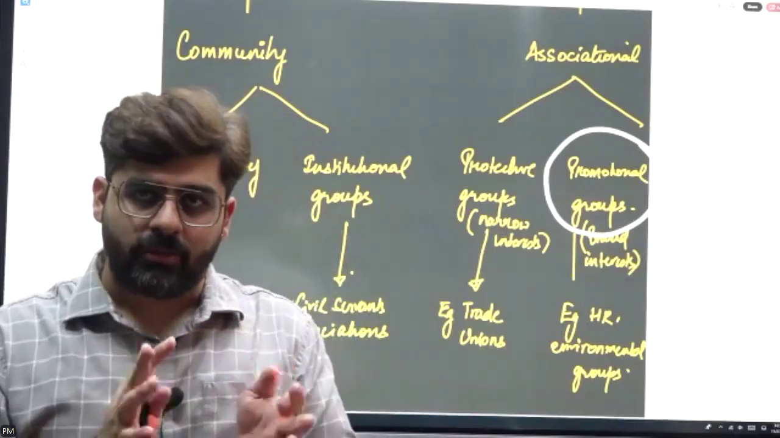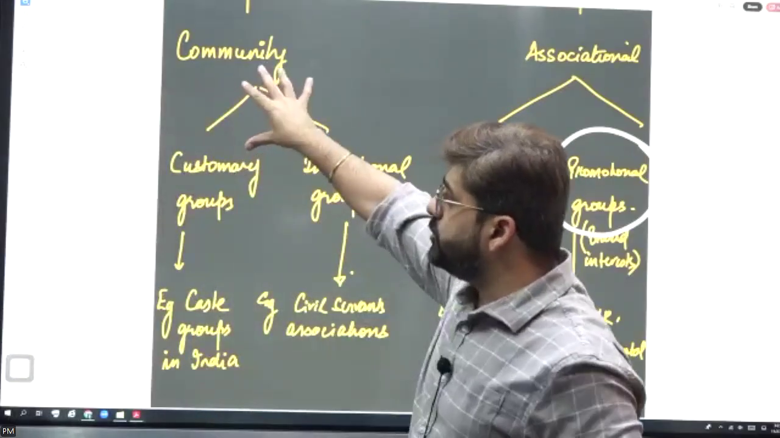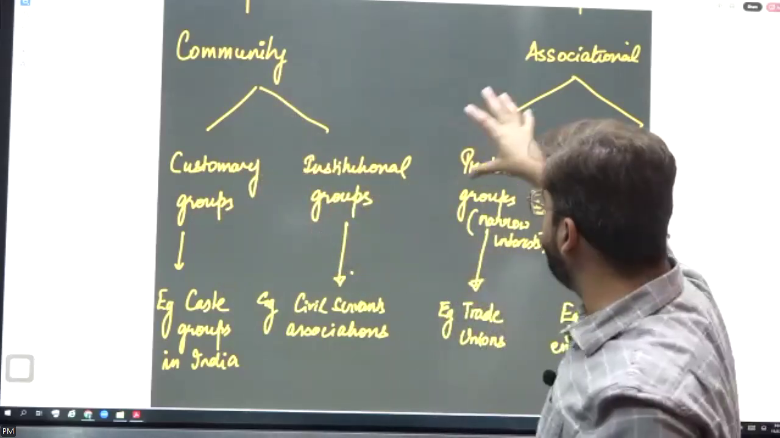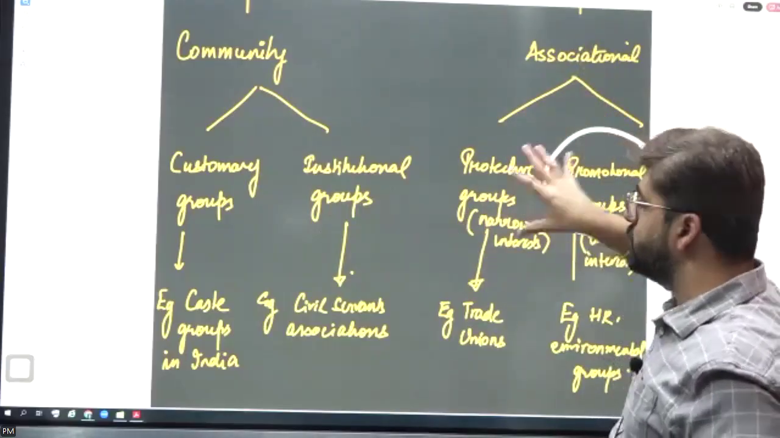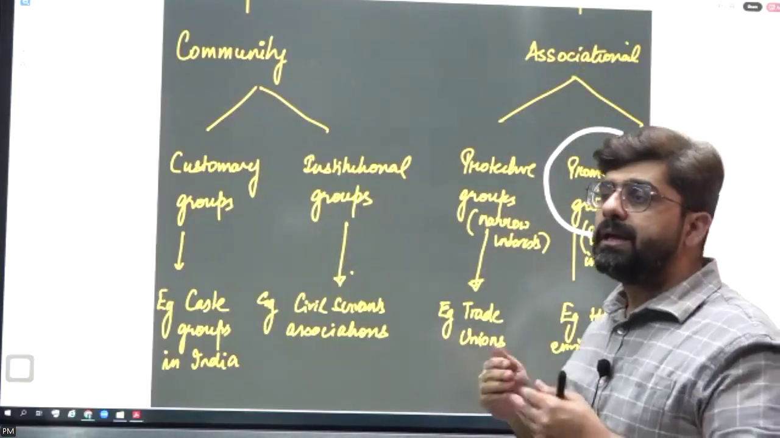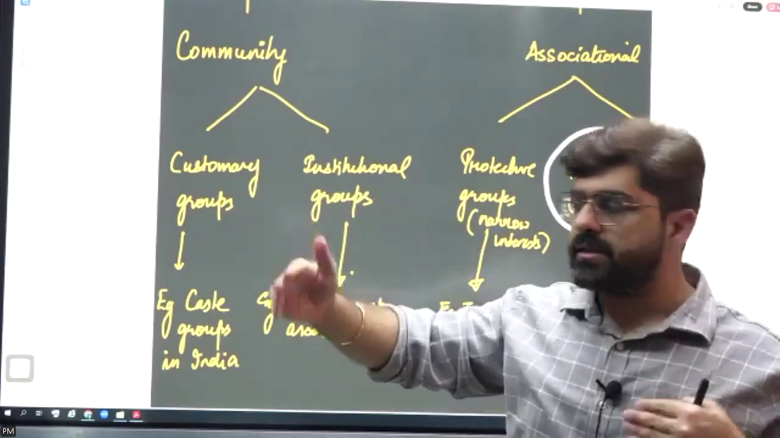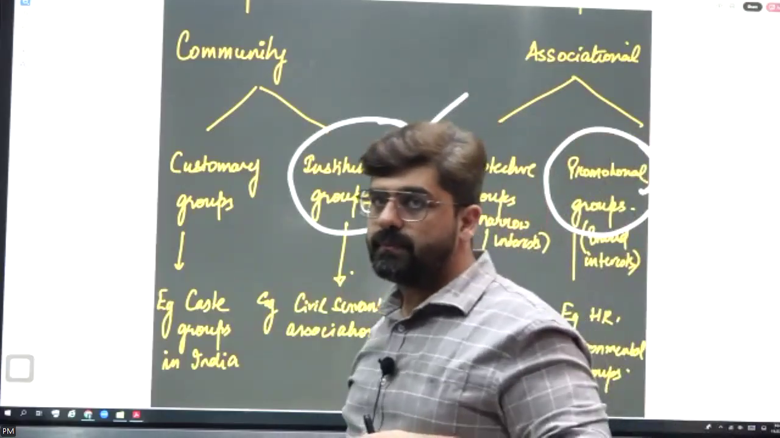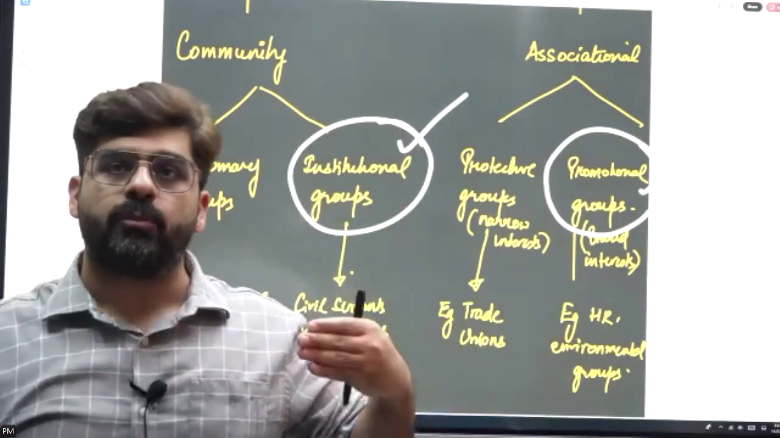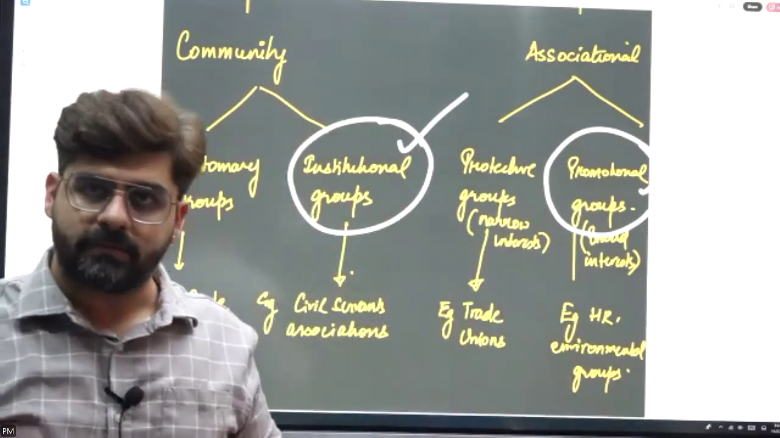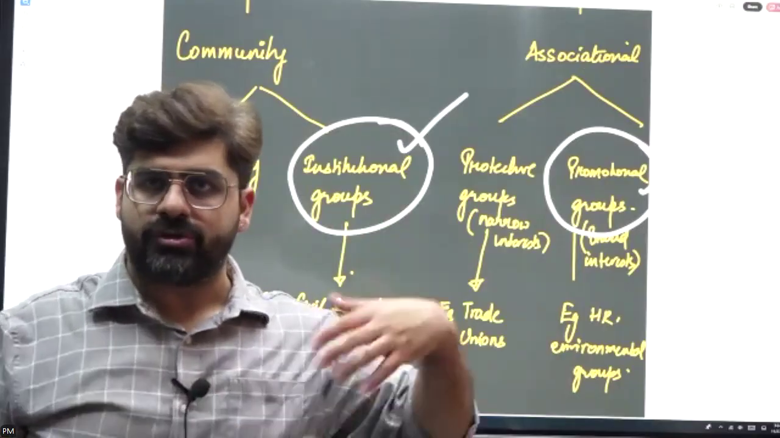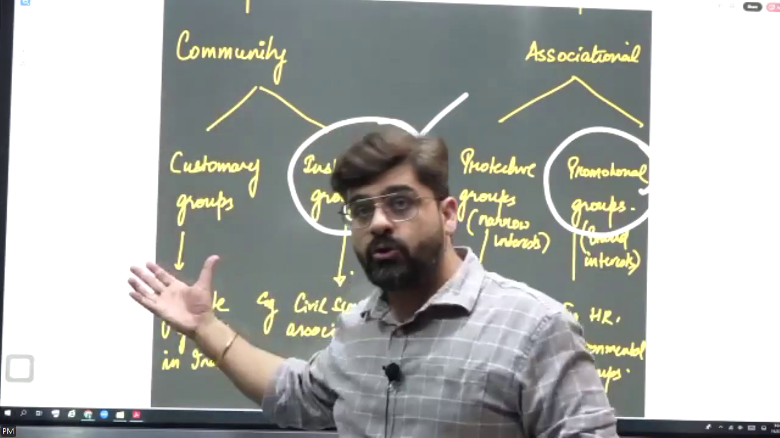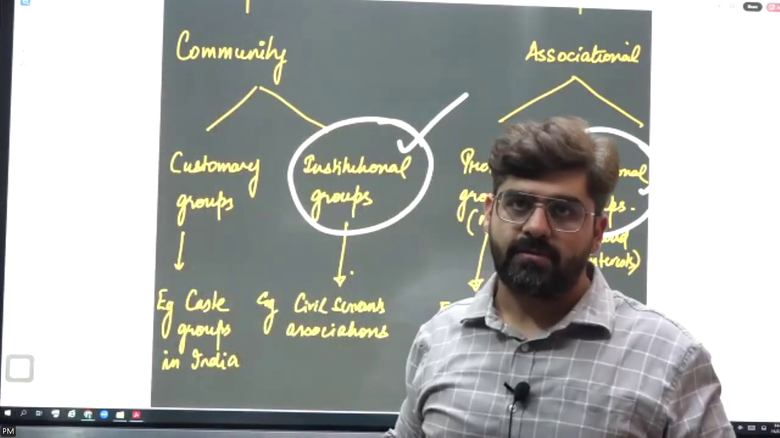So Jean Blondel is trying to tell us that community based groups, they will move from customary to institutional, and within the associational you will move from protective to promotional. Meaning, as you become more and more modernized, these groups are going to exist, and they will try to put more pressure on the state. But obviously we don't have those systems which are there in the Western world. So in case of India, you can appreciate how these groups are able to make more changes in the policy.